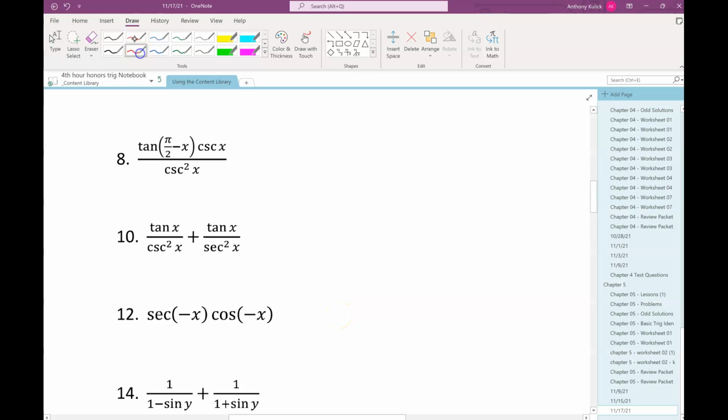So again, first thing that I tend to look for is algebraic things to do. I noticed right away that there's a greatest common factor of tangent. So that's probably where I would start. So that's going to give me 1 over cosecant plus 1 over cosecant squared and 1 over secant squared.